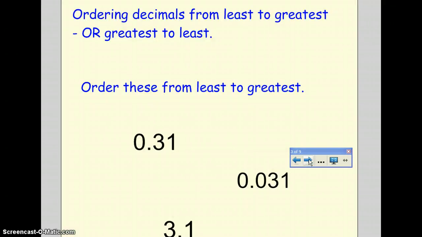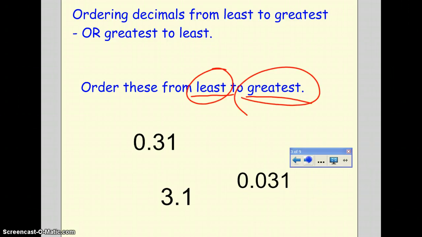You're also going to order these decimals from the least to the greatest. You have decimal 31, 3 decimal 1, and decimal 031. I want them in order from the least to the greatest. Make sure you pay attention to these because these will be on your test next week. So least to greatest. There's your next step. So decimal 31, 3 decimal 1, and decimal 031 from least to greatest.